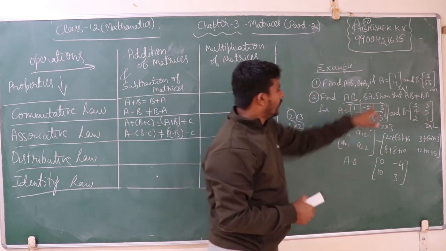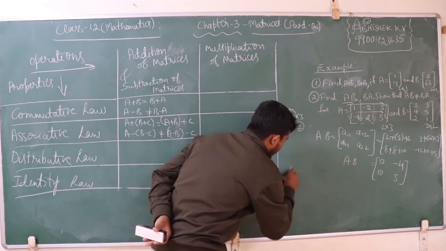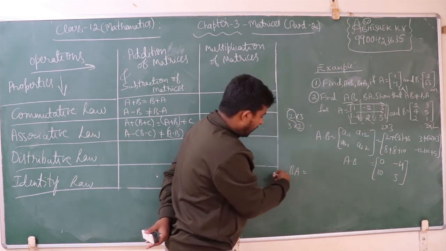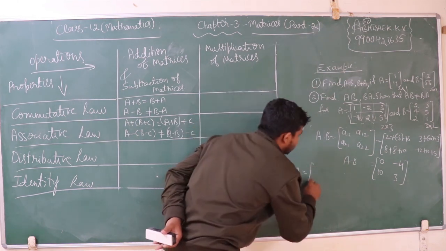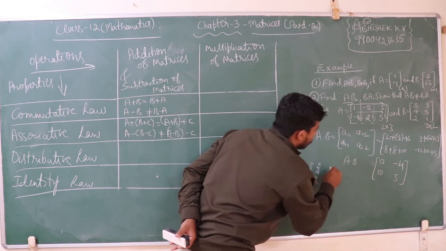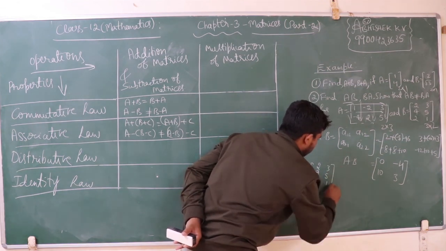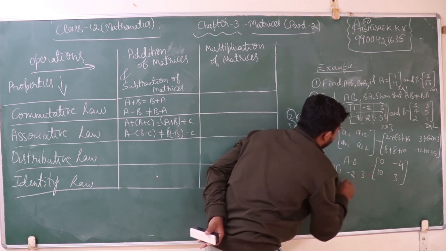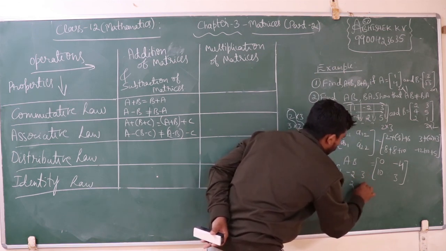What is BA? Considering the second operation, that is B into A. What is B? 2, 4, 2, 3, 5, 1. Then what is A? 1, minus 2, 3, minus 4, 2, 5.